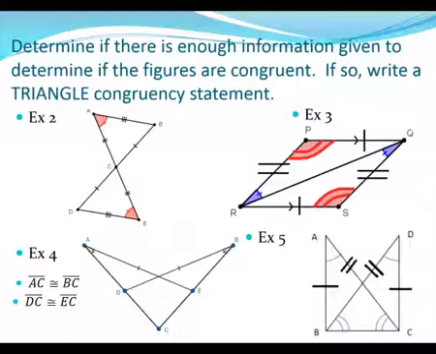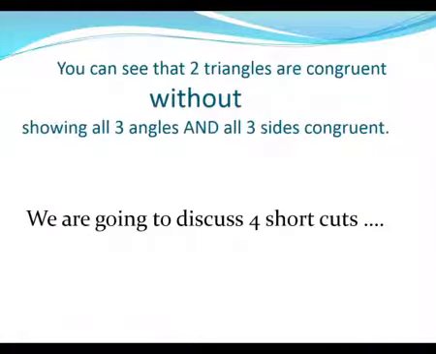There's a way that you can only show three parts of a triangle are congruent to show that both of the triangles are congruent. So this could be a combination of sides and angles that would make your triangles congruent. But there are certain shortcuts that work and certain shortcuts that don't work. So we need to go over those real quickly. Okay, so you can see that two triangles are congruent without showing that all three angles and all three sides are congruent. So let's talk about these shortcuts.